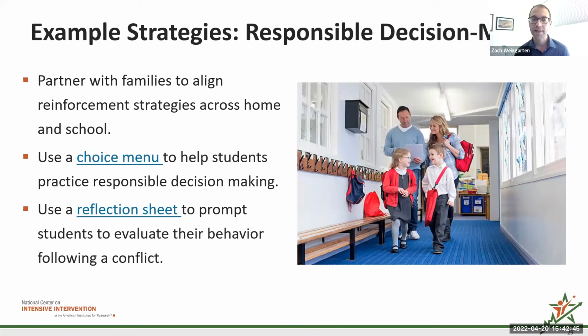So our last competency that we're going to touch on here has to do with responsible decision-making. When we talk about responsible decisions, we want to make sure that we're supporting students to make those caring decisions and providing practice for students to have the opportunities to make those decisions. We have a few recommendations related to this competency as well. Our first one is to partner with families to align reinforcement strategies across home and school.